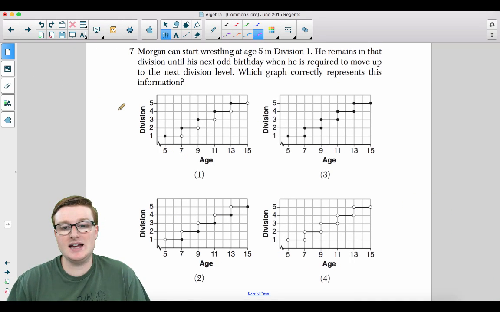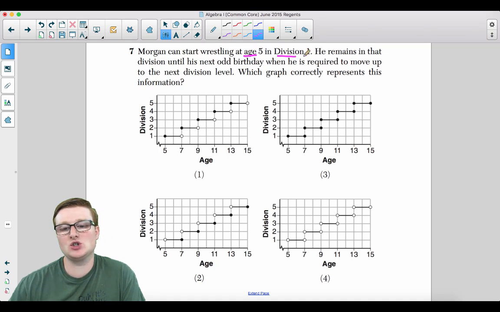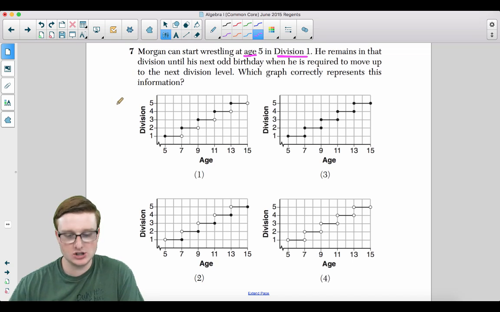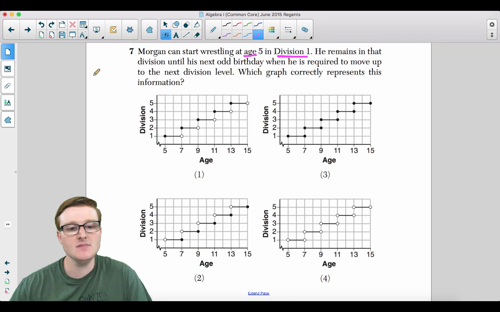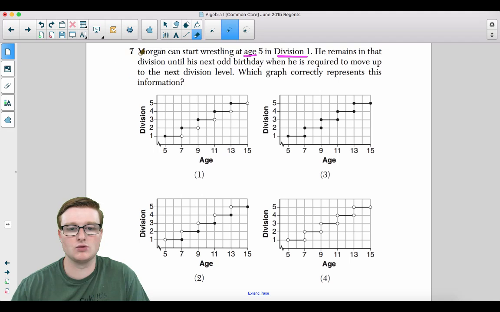Morgan can start wrestling at age 5 in Division 1. He remains in that division until his next odd birthday, when he is required to move up to the next division level. Which graph correctly represents this information? So, at age 5, he's in Division 1. Okay? So, let's talk about this for a second. Because there's really no room on this page.